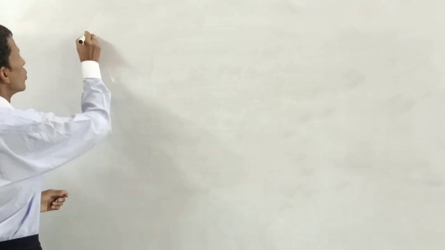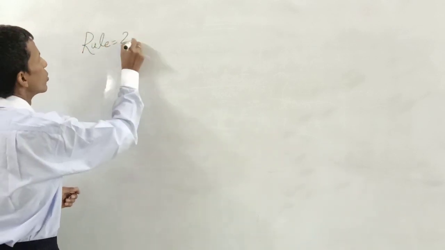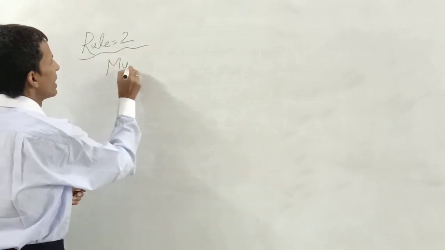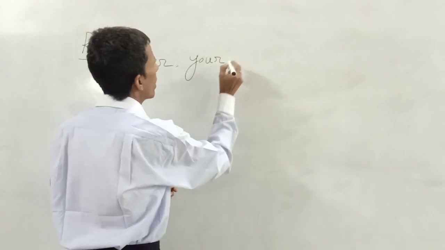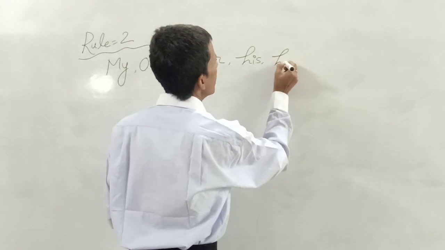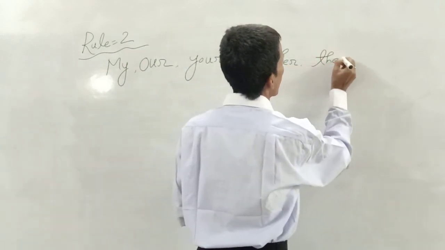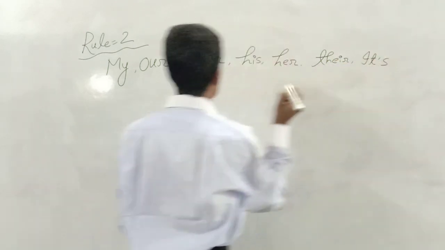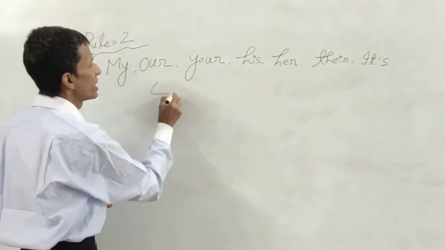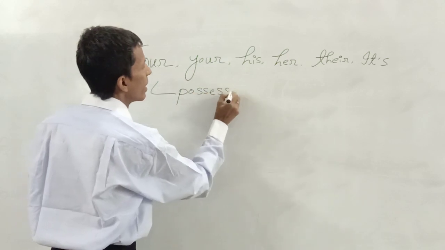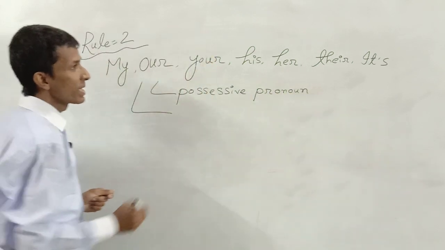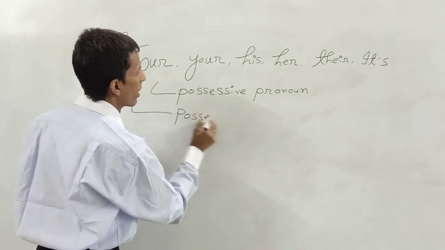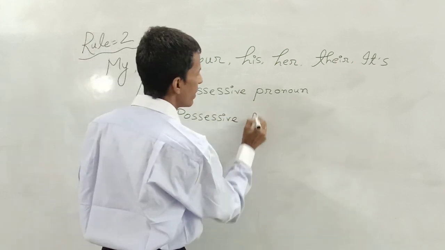Pronoun and adjective. Rule 2. My, our, your, his, her, their, its. All of these words can be used as possessive pronoun. But in a different way, these words can also be called possessive adjective.